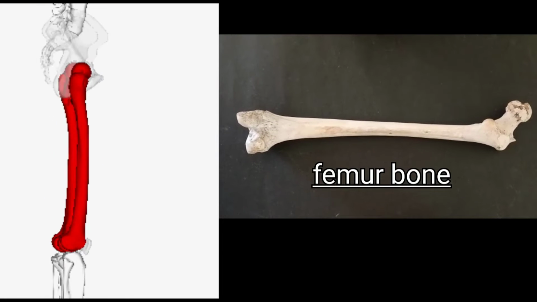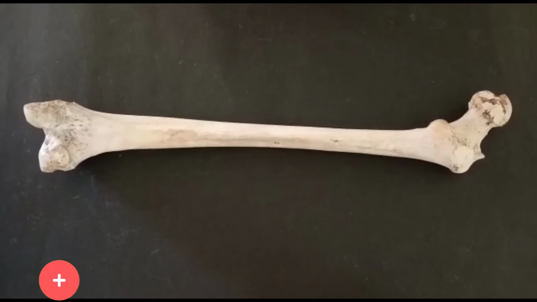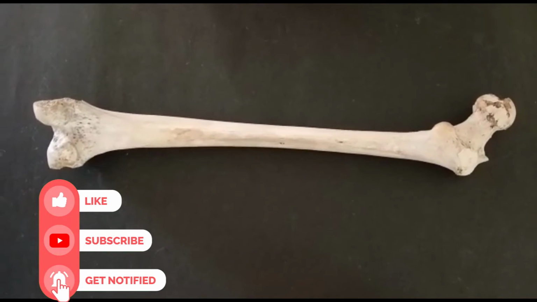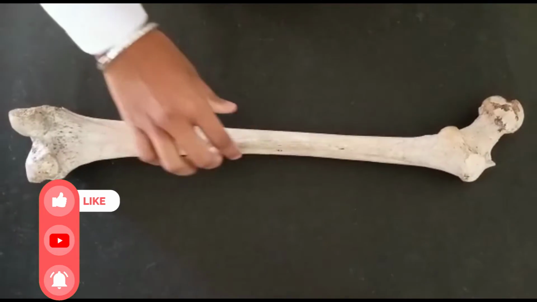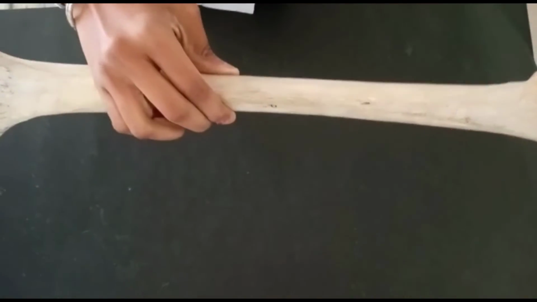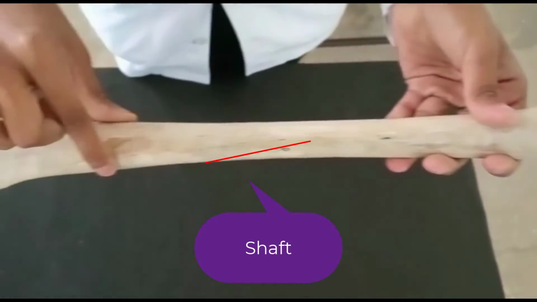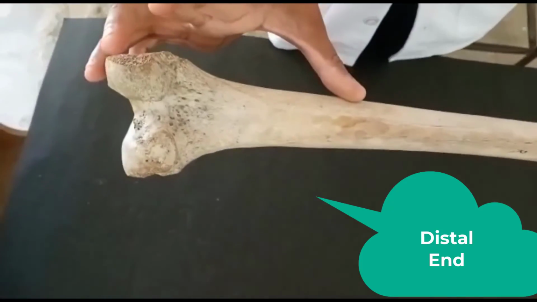In this video, we will discuss the femur bone. Position of the femur bone. The femur is the only bone in the thigh and the longest and strongest bone of the body. It can be divided into three parts. First one is proximal end, second one is shaft, and last one is distal end.